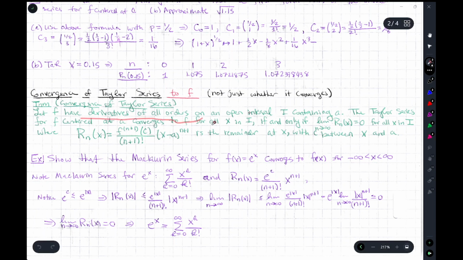Let f have derivatives of all orders on an open interval I containing a center. The Taylor series for f centered at a converges to f for all x in I if and only if the limit as n goes to infinity of the remainder term is equal to 0 for all x in I. This if and only if means one implies the other. So if you have that the limit of Rn(x) goes to 0 for all x in I, then you can say that the Taylor series will converge to f. And you could say if the Taylor series converges to f, then this should also be true.